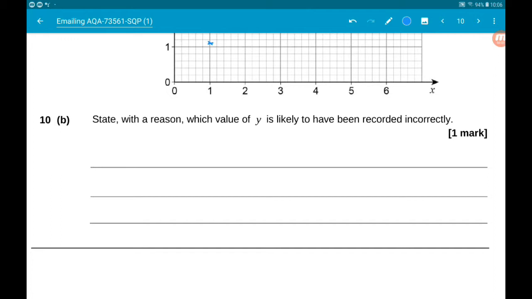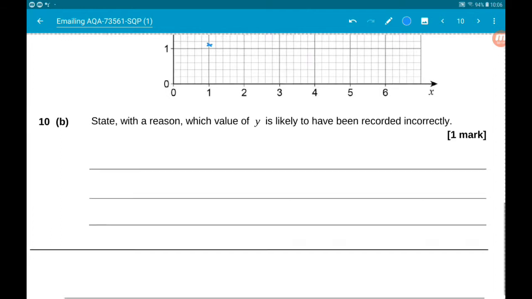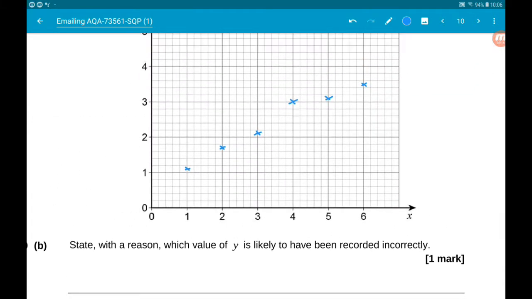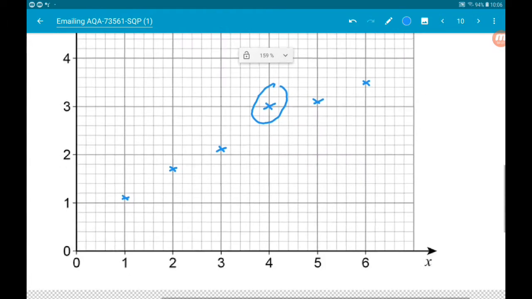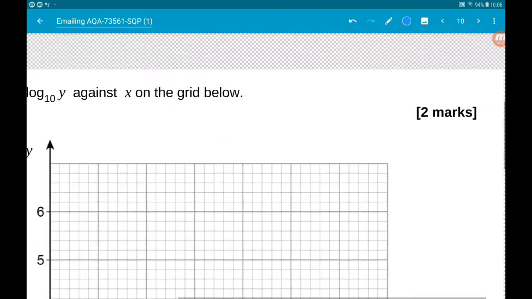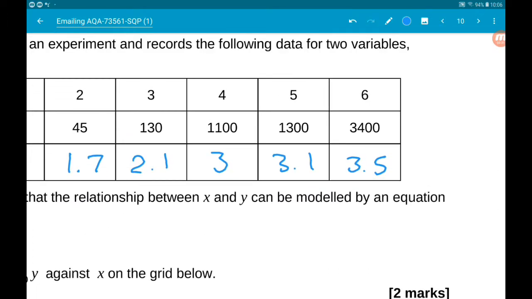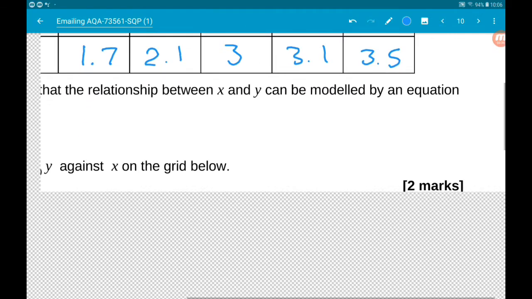Okay, part B asks us to state with a reason which value of y is likely to have been recorded incorrectly. So, if we look at our points, most of them we can see sit on a straight line. So we do have a slight outlier here, which is the point when x is 4, so y is 1100.